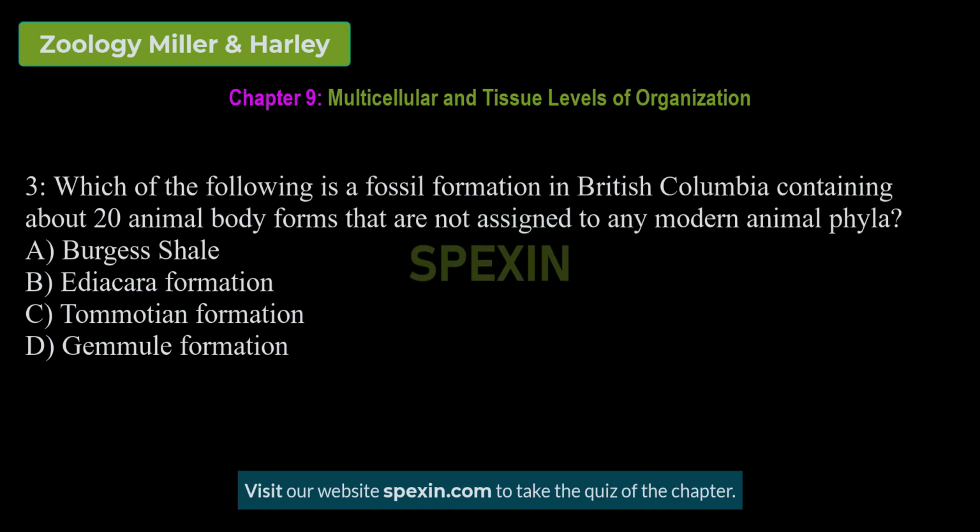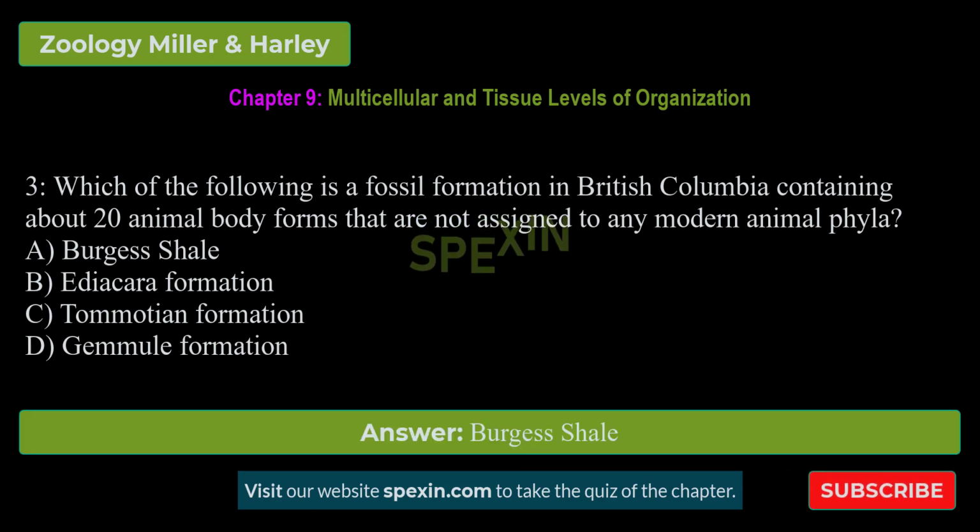Which of the following is a fossil formation in British Columbia containing about 20 animal body forms that are not assigned to any modern animal phyla? Burgess Shale. Ediacara Formation. Doushantuo Formation. Gem-Mule Formation. Correct answer: Burgess Shale.